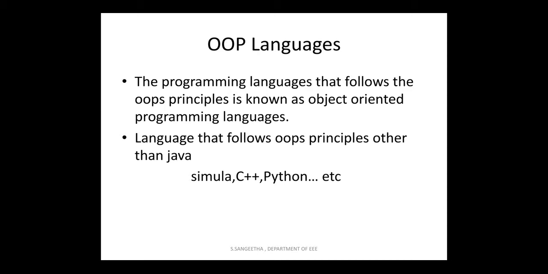Next one, object oriented programming languages, that is OOP languages. They follow the OOPS principles. Any programming language that follows the OOPS principles is known as an object oriented programming language. The other languages that follow the OOPS principles, other than Java, are Simula, C++, Python, etc.